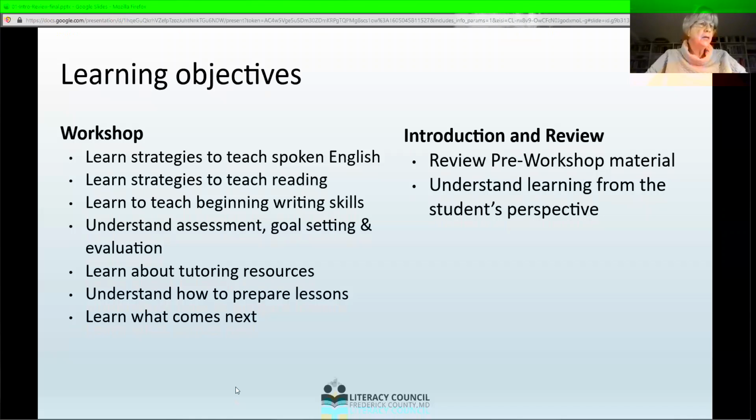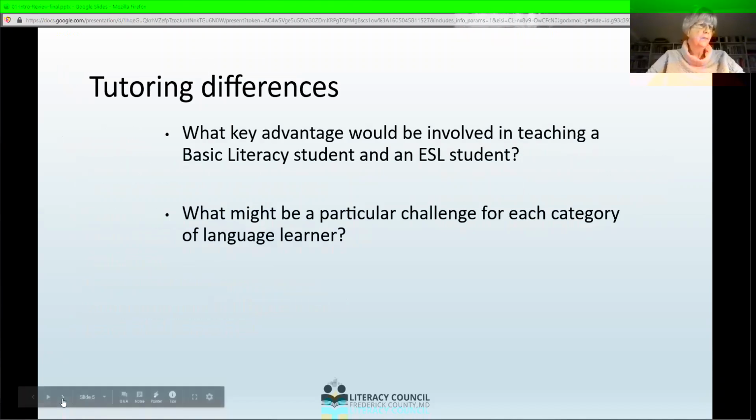Our specific objective for this introduction is to briefly revisit material that you saw in the pre-workshop training. We will also help you understand what it is like to learn to read from a student's perspective. You were asked at the end of part 1 of the pre-workshop training to consider some basic differences that tutors might experience with ESL and basic literacy students. Do you remember what ideas you had?